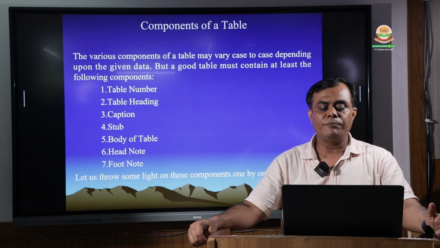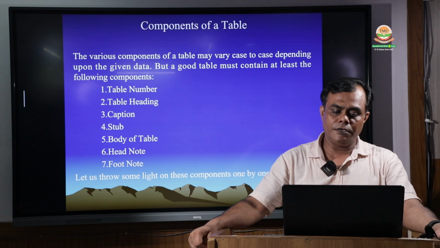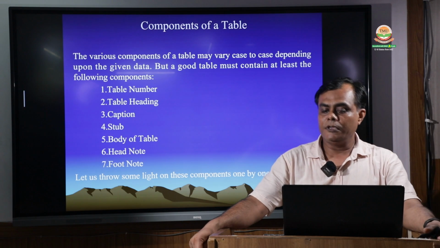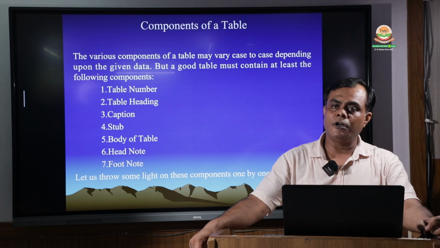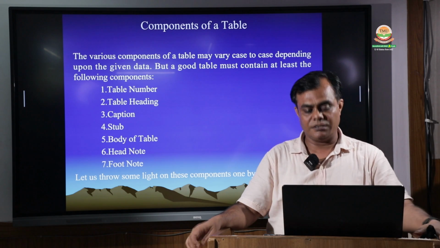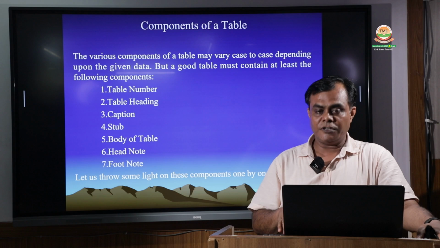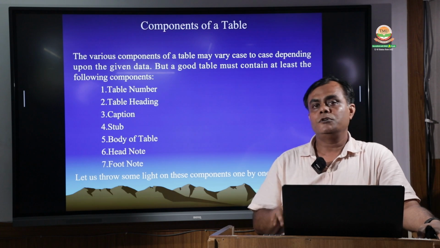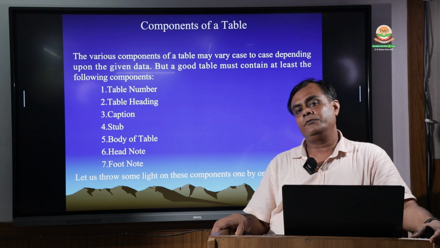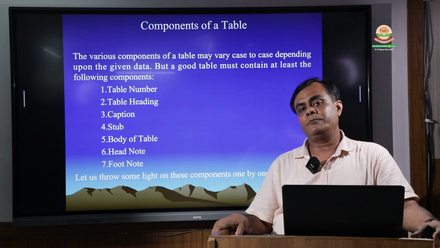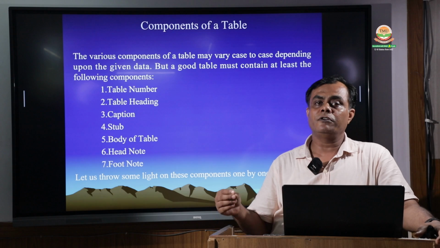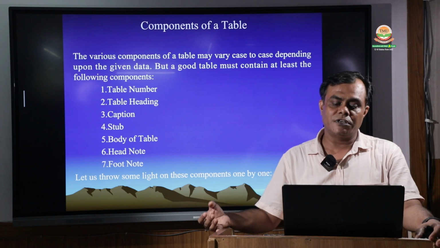When there are many columns, we describe a number for each column so that it is easy to refer to and understand. So table number is a very important aspect for understanding, memorizing and finding any information. Table number also gives a unique name or unique value to the table.